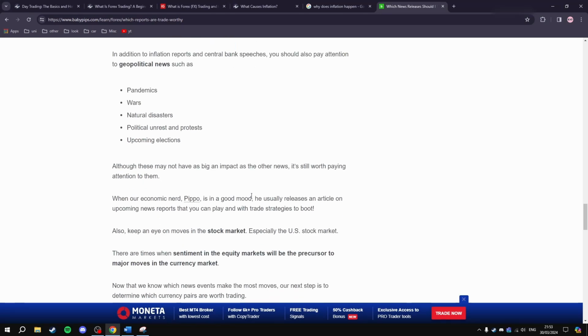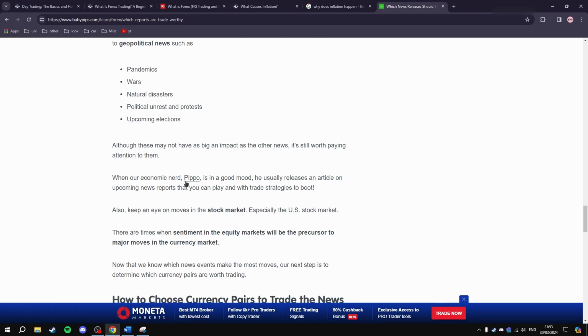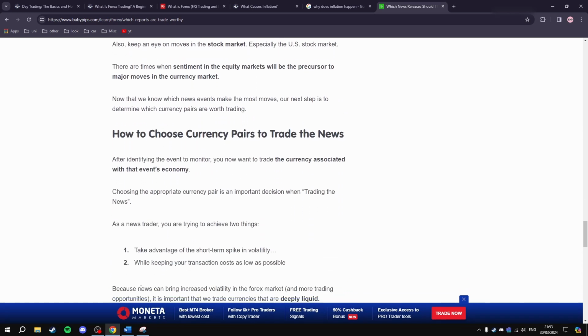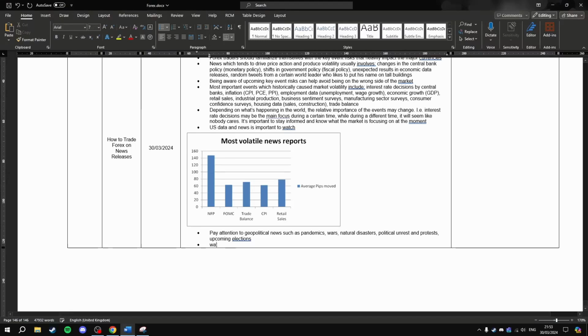Although these may not have as big an impact as the other news, it's still worth paying attention to them. When our economic nerd Pippo is in a good mood, he usually releases an article on the upcoming news reports that you can play, with trade strategies to boot. Also keep an eye on moves in the stock market, especially the US stock market.